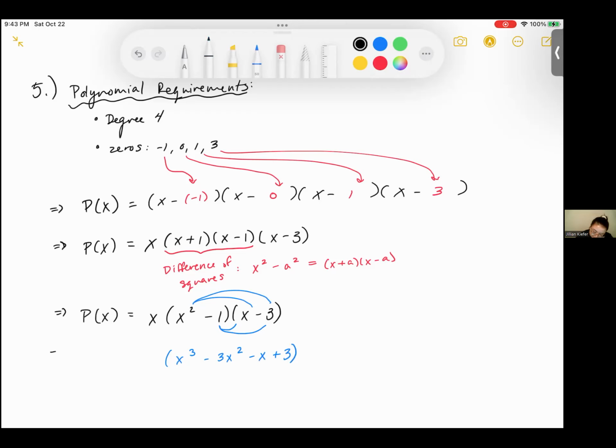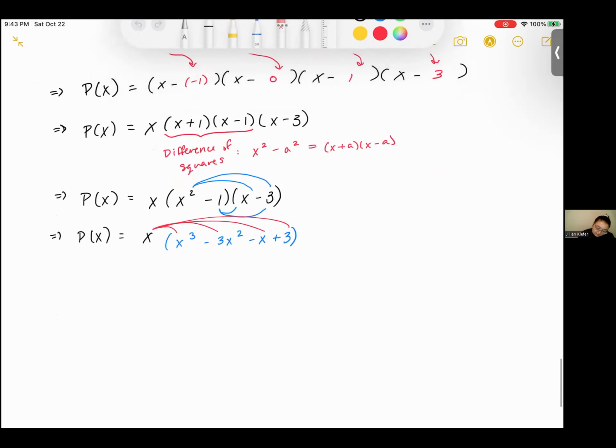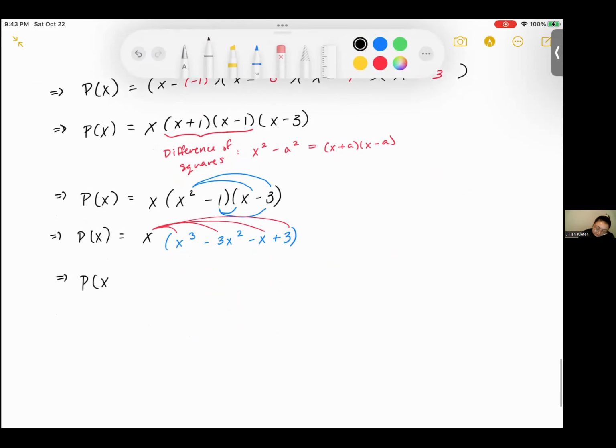And the rest of our polynomial is still the same. We still have p of x equal to x times all of that. So we have x times x cubed minus 3x squared minus x plus 3. Last step here is that we're just going to distribute that last x into each one of our terms. So this would look like p of x is equal to x to the power 4 minus 3x cubed minus x squared plus 3x.